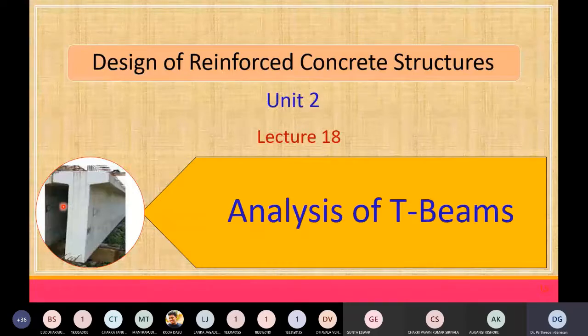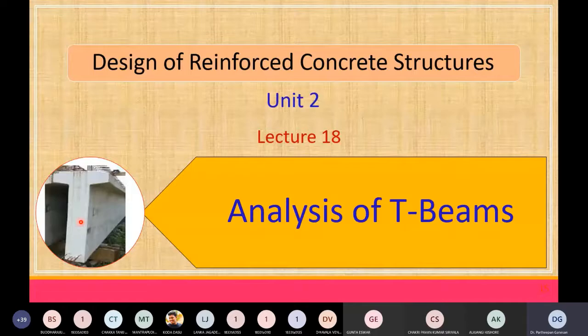Isolated T-beam means the beam itself is cast like a T-beam. Okay. This is used in bridge construction and all. These are all precast structures. This T-beam is already cast, and this will be transferred to the site, and the slab will be laid on top of this. This is called isolated T-beam.